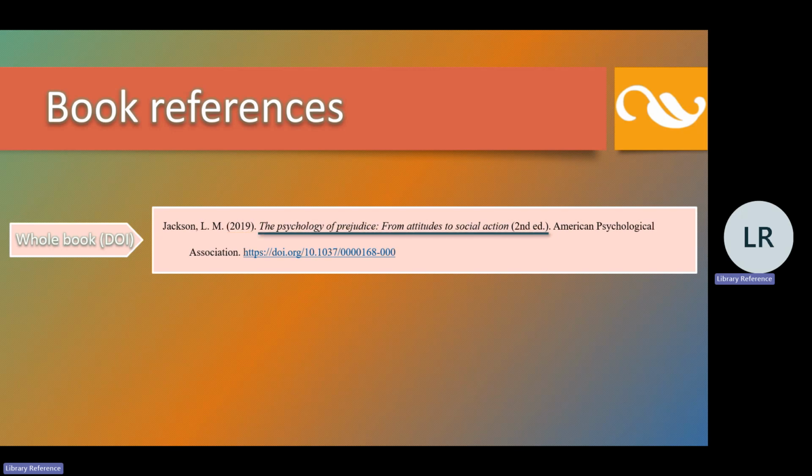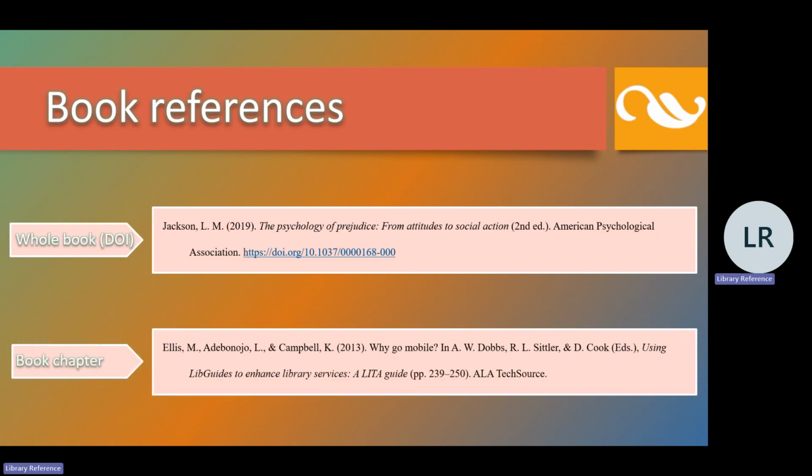We see the title in italics, The Psychology of Prejudice from Attitudes to Social Action, and the title is accompanied by an edition statement in parentheses, second ed. And then we have the location, which comprises the publisher, American Psychological Association, and the DOI of the book. The second example I have here is from a book chapter.